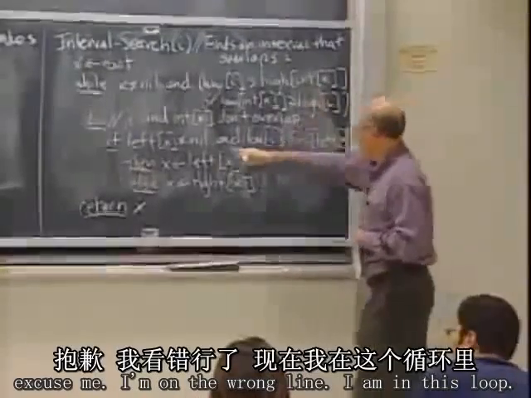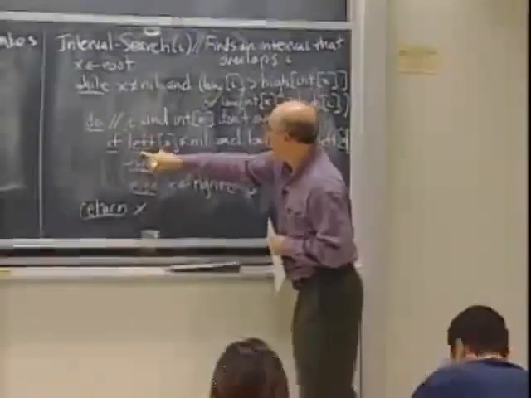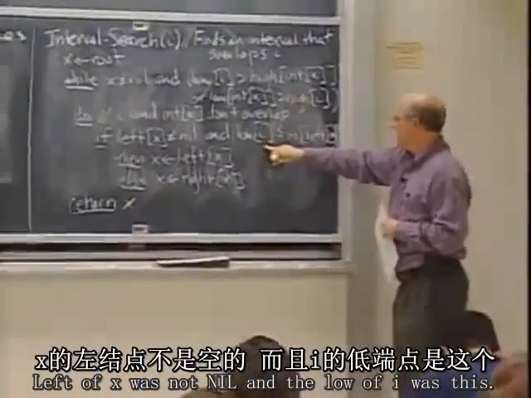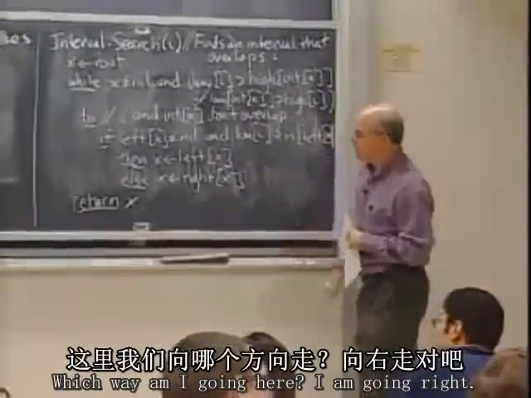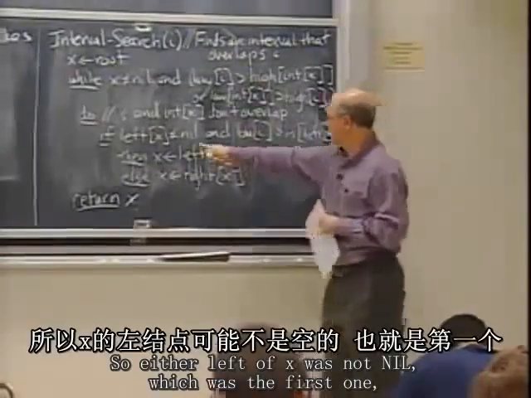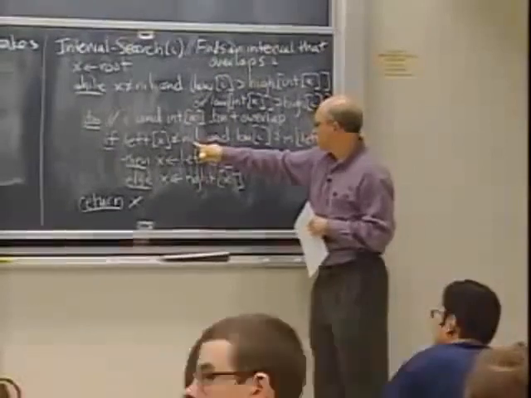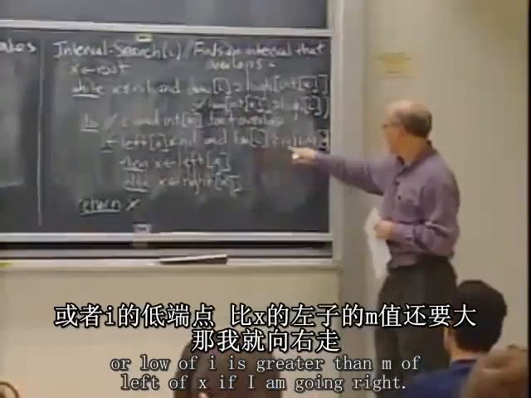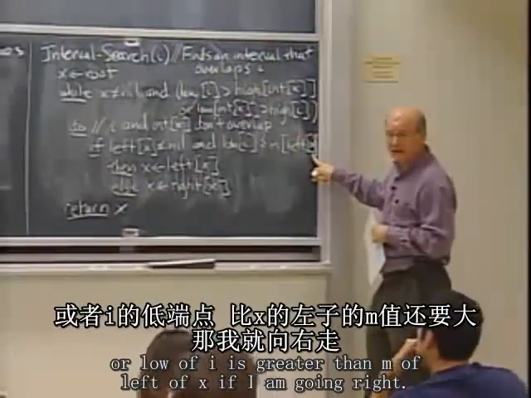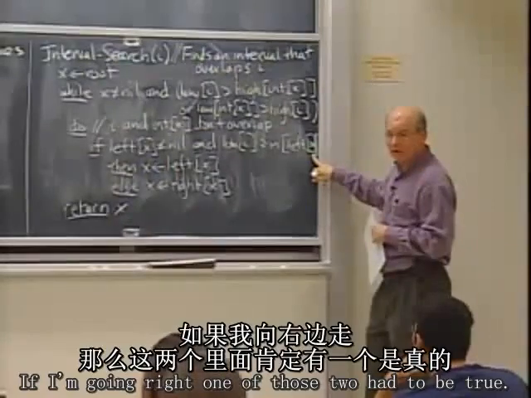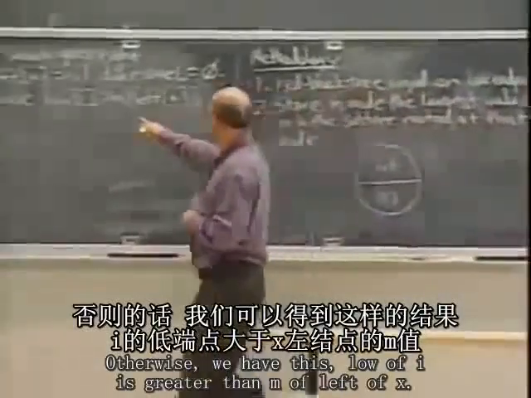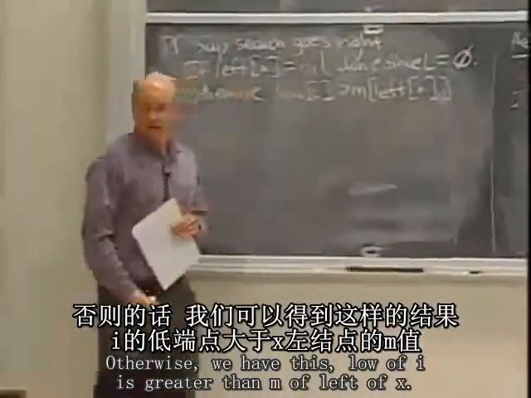Excuse me, I'm on the wrong line here. So I'm in this loop, left of x was not nil, and the low of I was this, because I'm going, which way am I going here? I'm going right, so therefore this was not true. So either left of x was nil, which was the first one, or low of I is greater than m of left of x, if I'm going right. If I'm going right, one of those two had to be true. The first one was easy. Otherwise, we have this: low of I is greater than m of left of x.